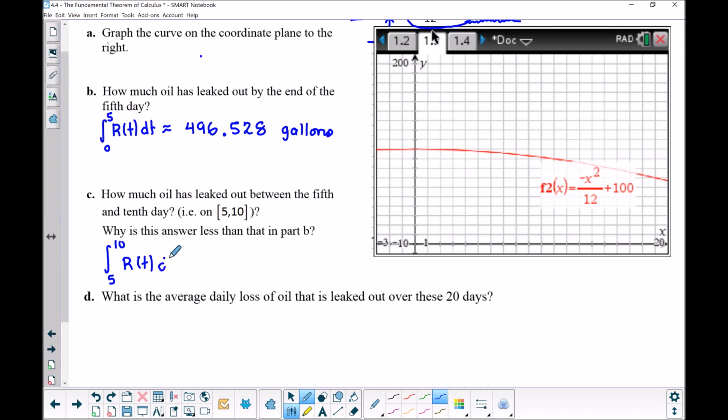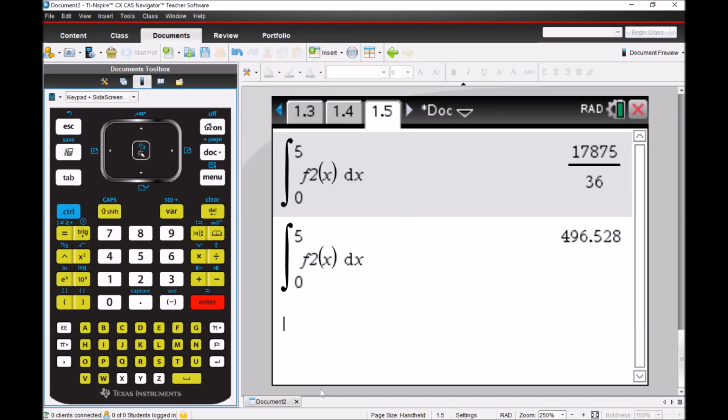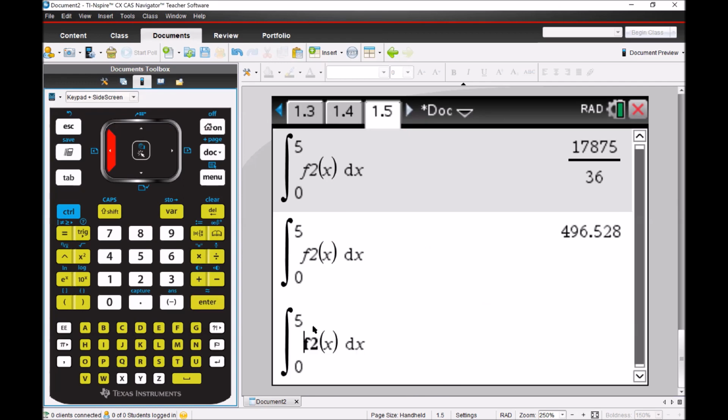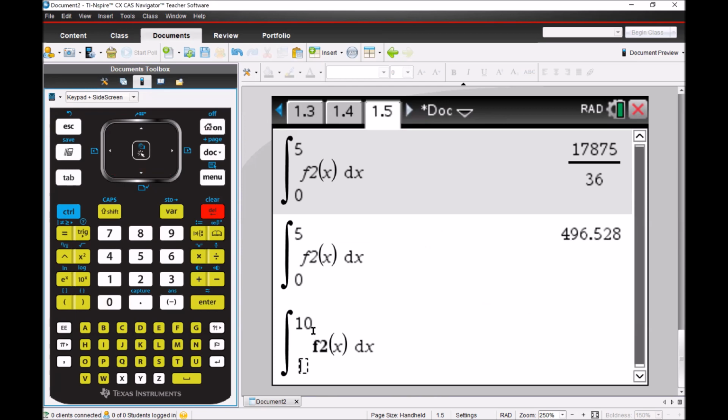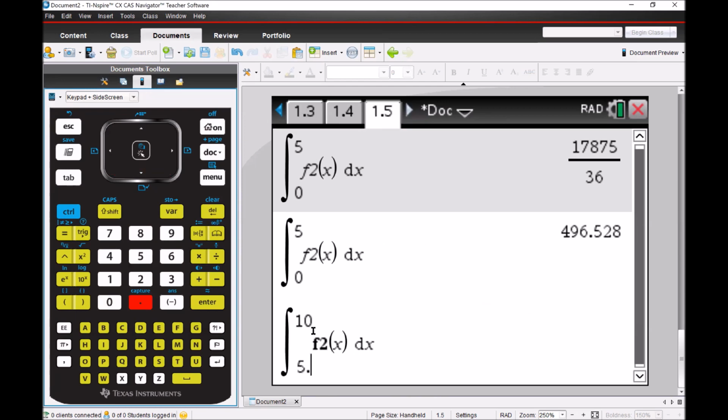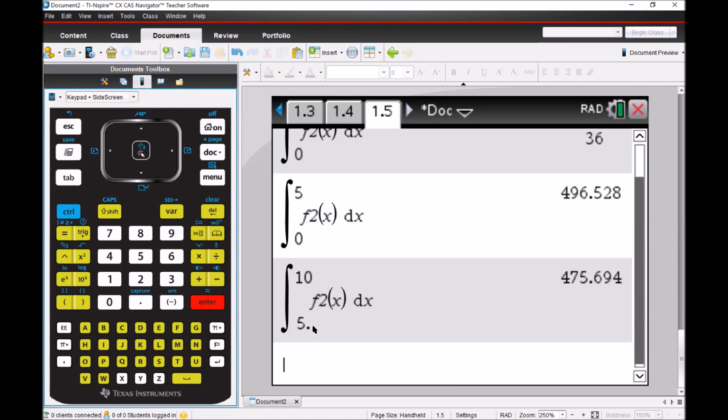So this is what we're looking for, right? So again, I got to remember to switch back and forth. Holler at me if I forget to do that. So if I go back to the calculator, I'm going to make this really easy, and I'm going to go up here and copy and paste this. And I'm going to change this guy to 10. I'm going to change this guy not to 5, but I'm going to put a decimal so I don't have to mess with that control enter anymore. And then I get 475.694.